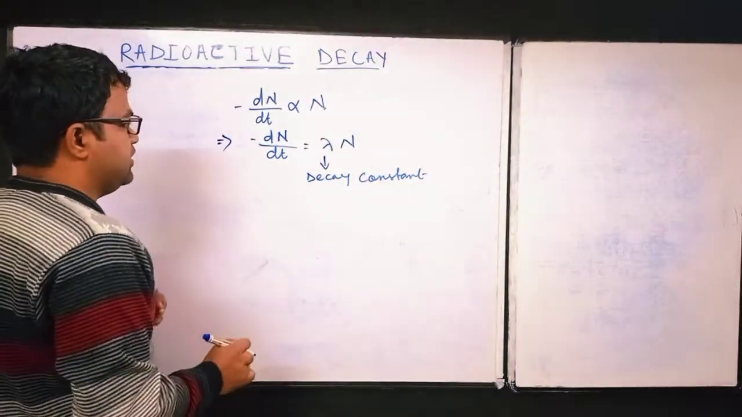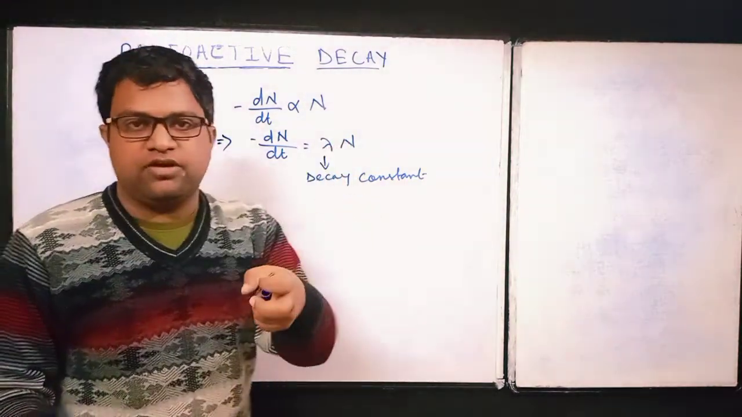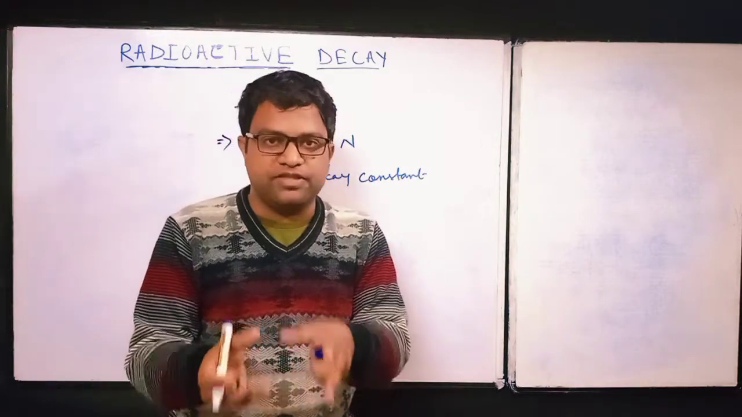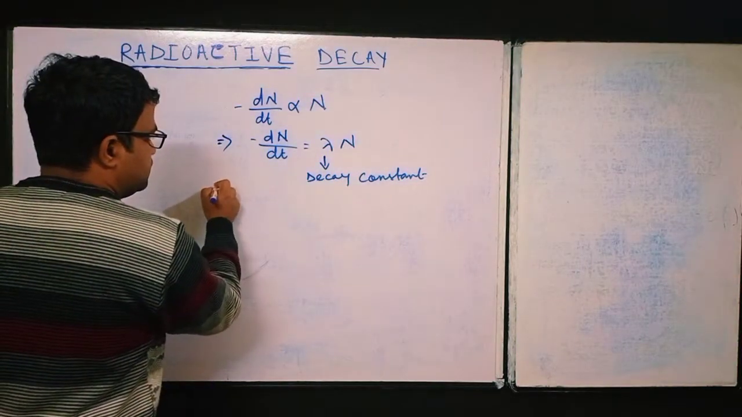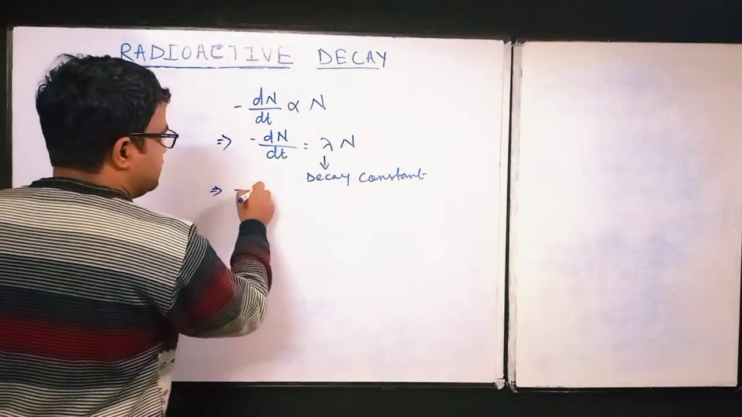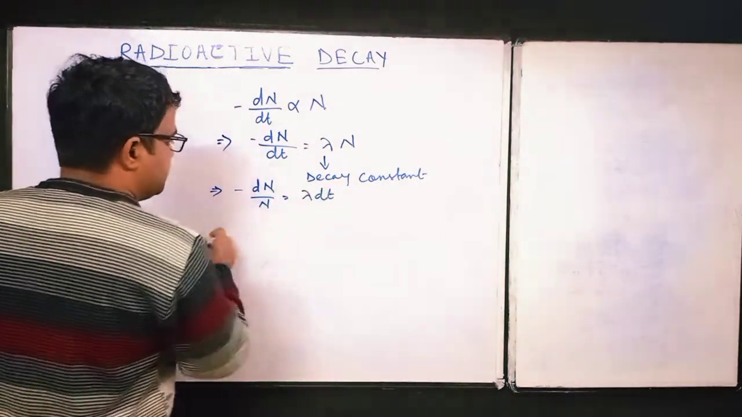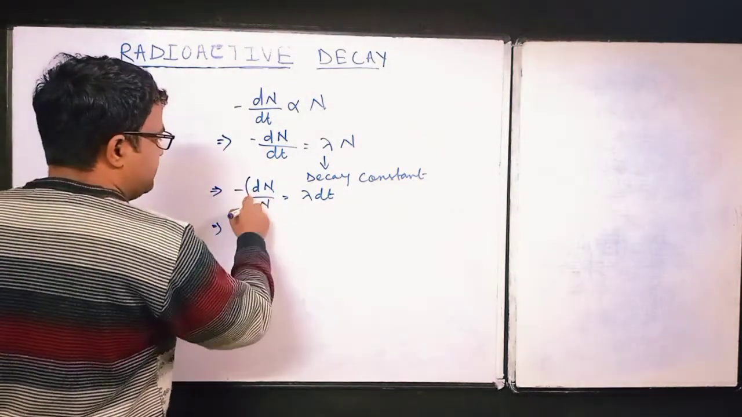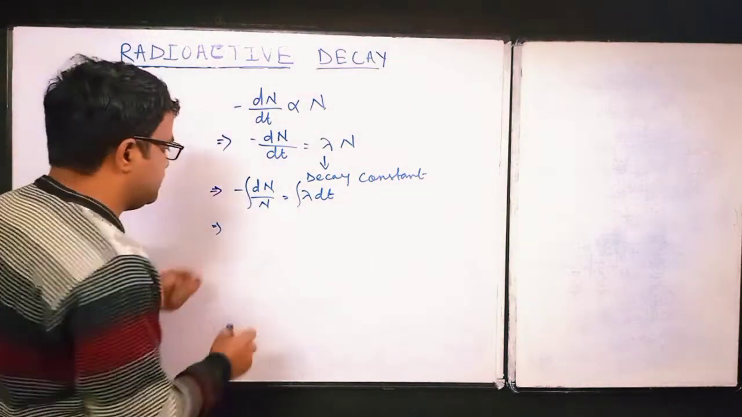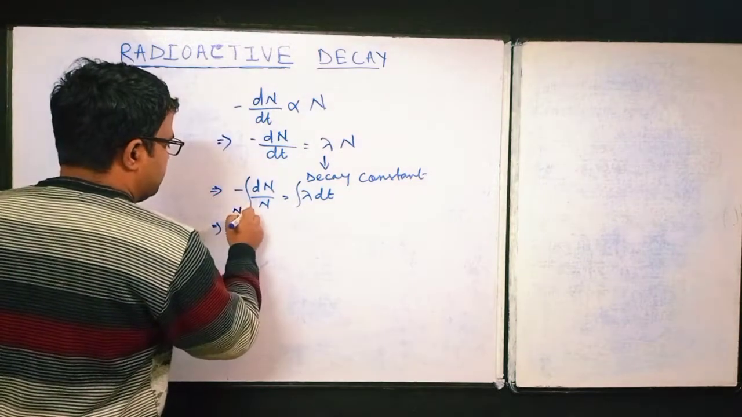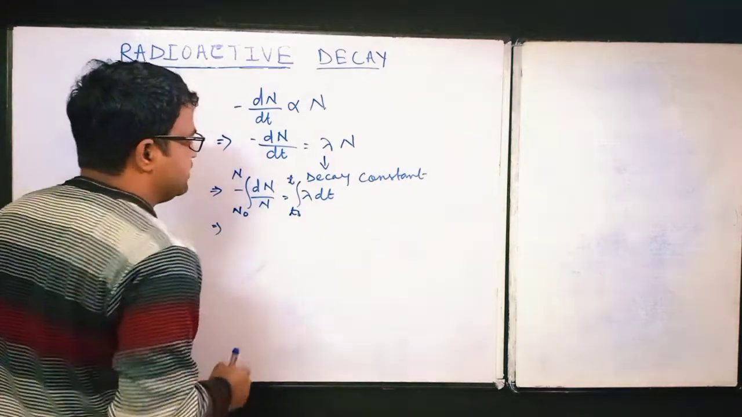Now we will find a relationship: after time t, how many radioactive nuclei will be there in that sample, right? For that we'll use the variable separation method. So we'll bring N here. I'll write this as dN by N, and this will be lambda dt. We'll integrate both sides, starting with the initial N as N0 to final N. Time will be, let's say, t0 to final t.